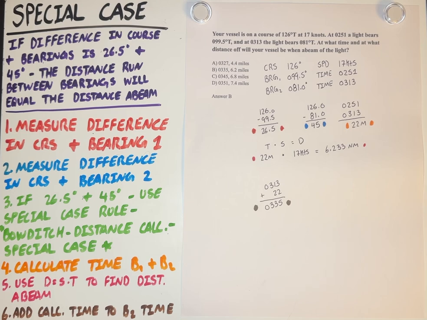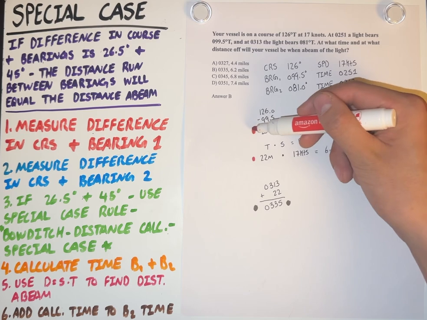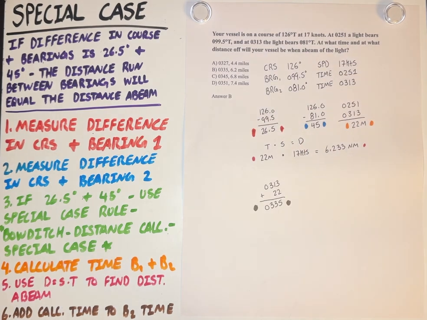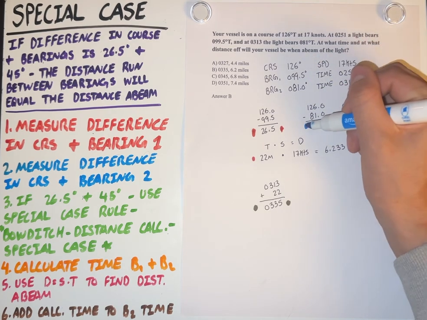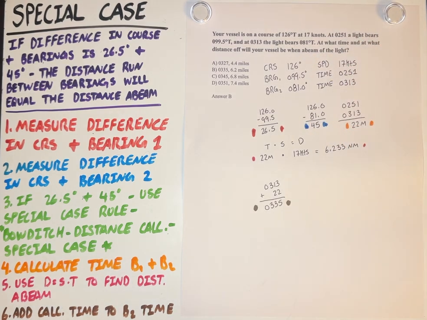We will start with the identification of the special case, which is measuring our difference in course and bearing 1. 126 minus 099.5 gives us 26.5. Measuring the difference between our course and bearing 2, 126 minus 081 gives us 45. And step 3 is identifying this as a special case. What we just read is that if they're 26.5 and 45, that's a special case distance calculation.